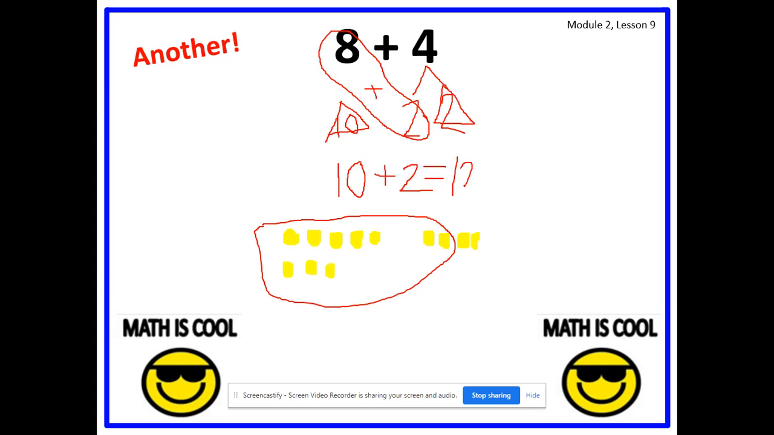Yes, 12. So we also know, remember not to forget to put our answer up here, that 8 plus 4 equals, ready? Yes, 12. Awesome job. Let's continue to practice.